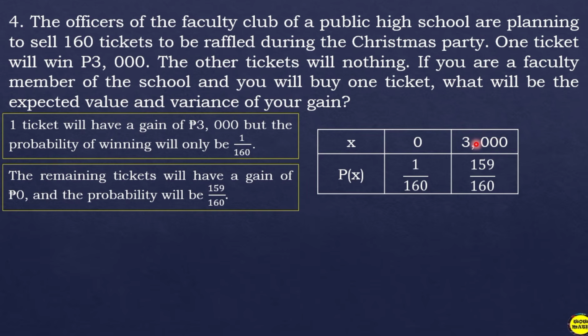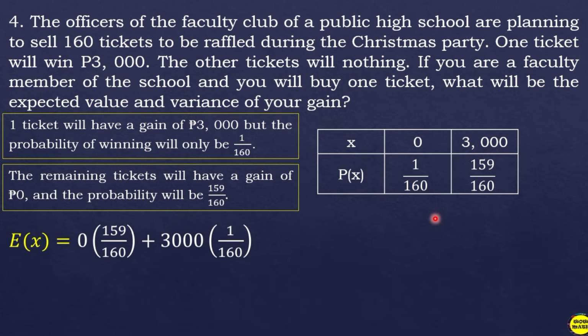Okay? That corresponds to 159 out of 160. And then the 0 class, that is 1 over 160. So, what is the expected value now? So, that is, okay, the reverse, class. So, let us just edit it.